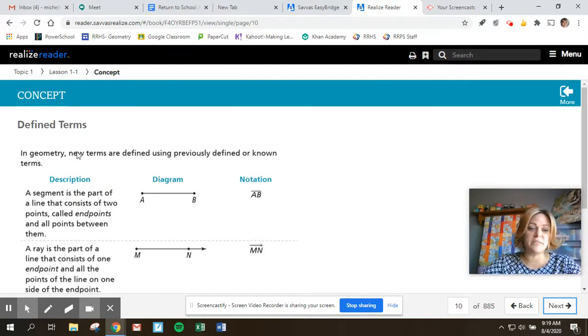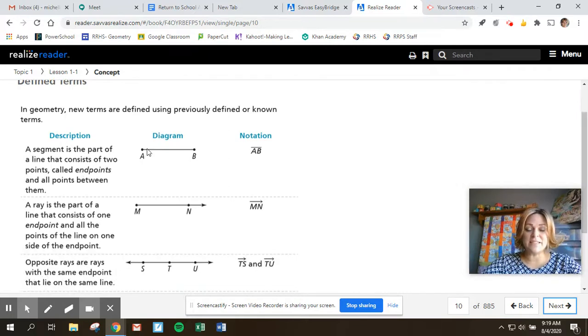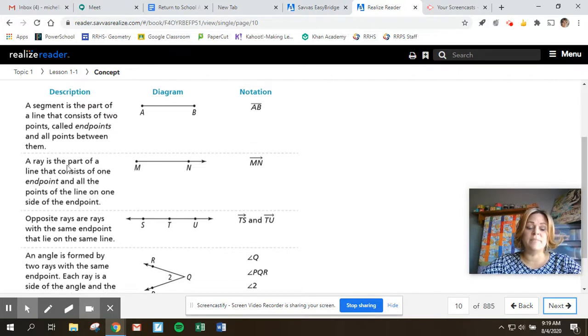So defining the terms. So a segment is basically a part of a line. So it has 2 endpoints, and you name it as a segment. Notice there's no arrows on the ends of these. A ray is part of a line that consists of 1 endpoint, there it is, and it goes in only one direction. And you name it MN. Notice where M is the endpoint right there.